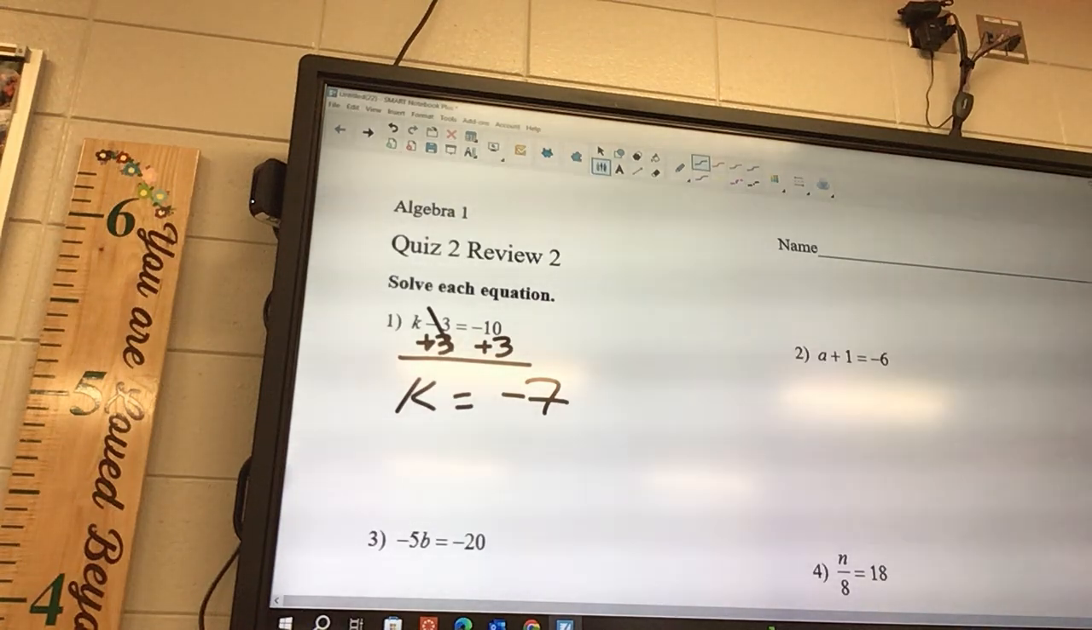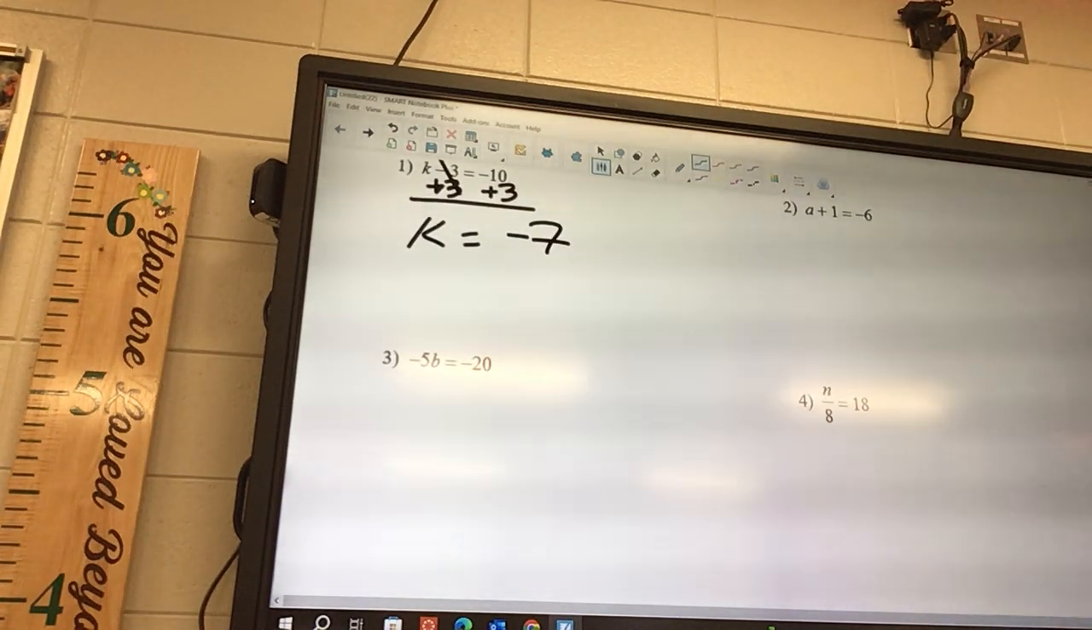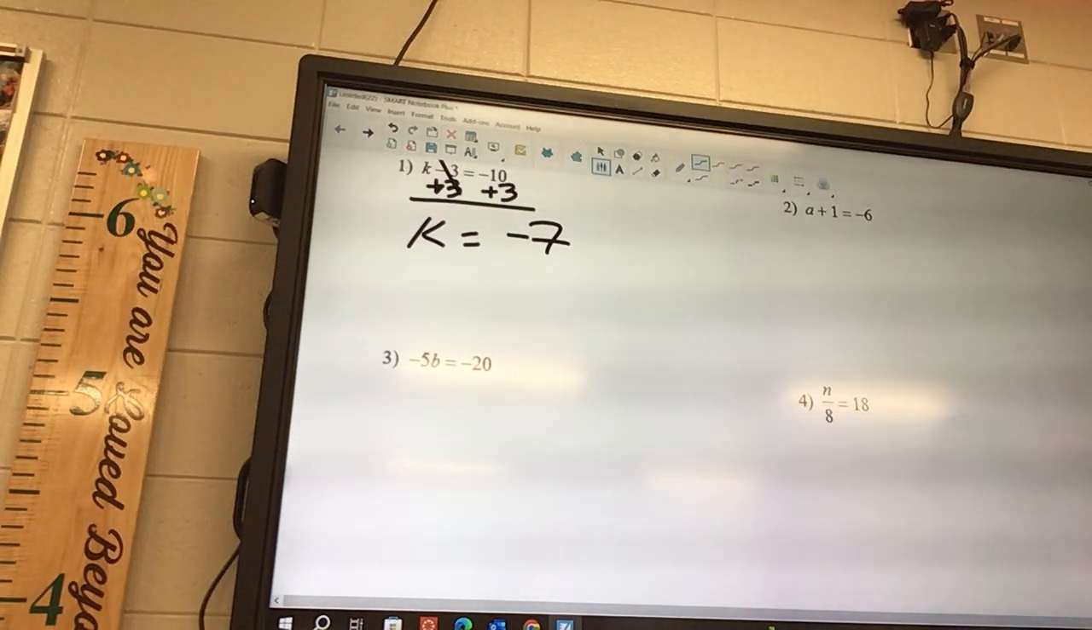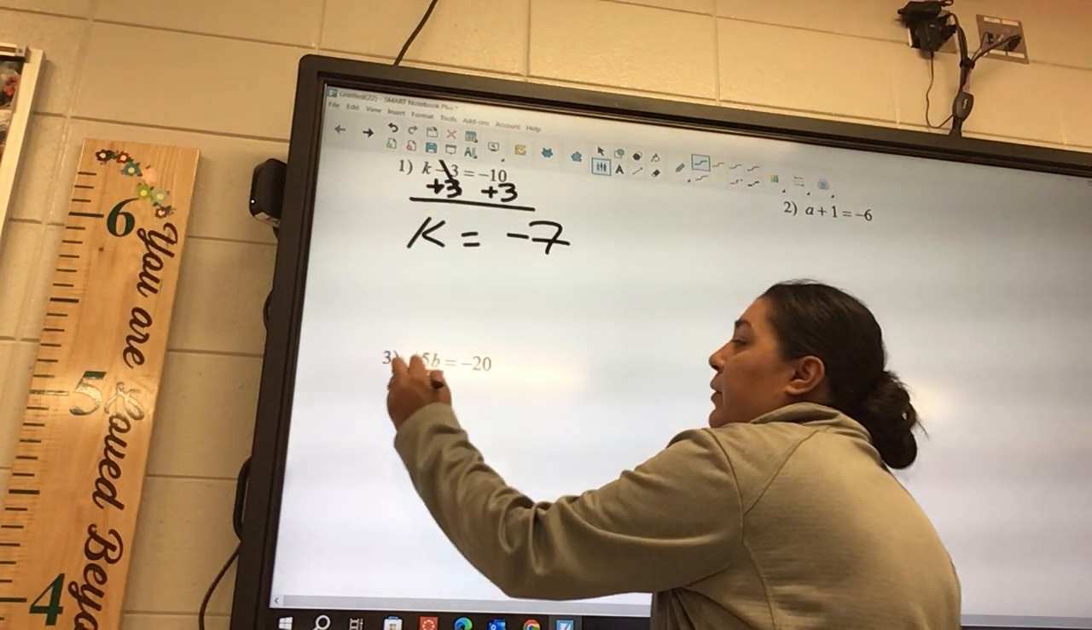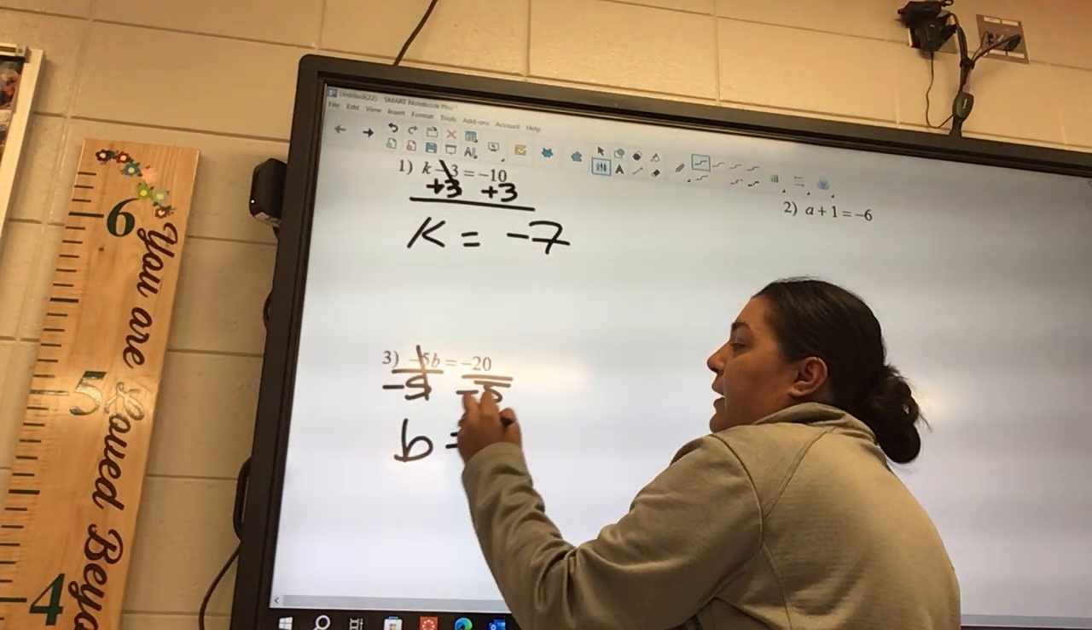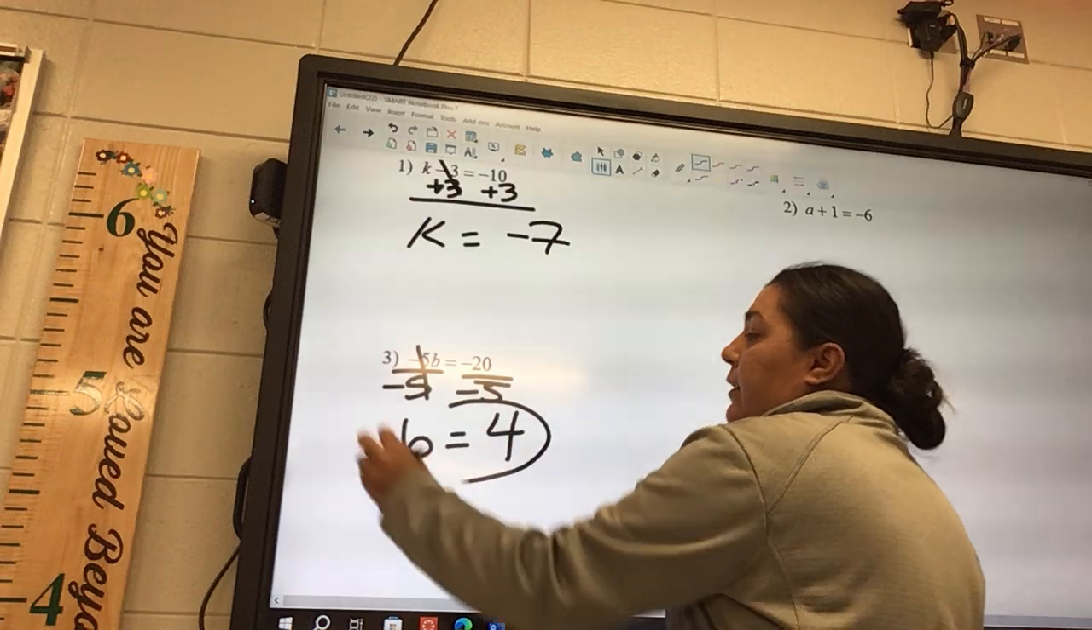Okay, number 3, I'm sorry, what needs done? Divide by negative 5 on both sides. So negative 20 divided by negative 5 is 4.